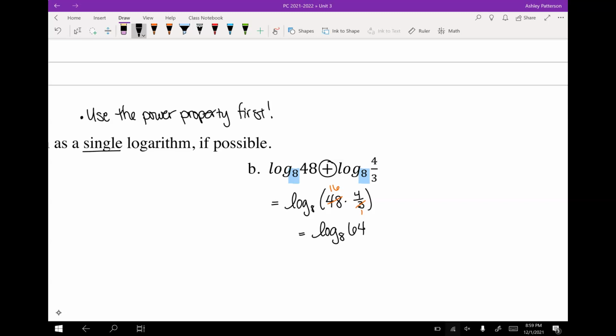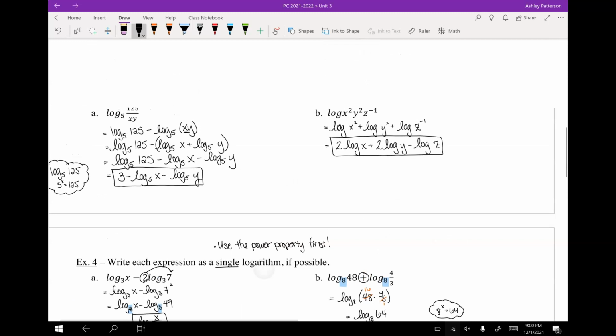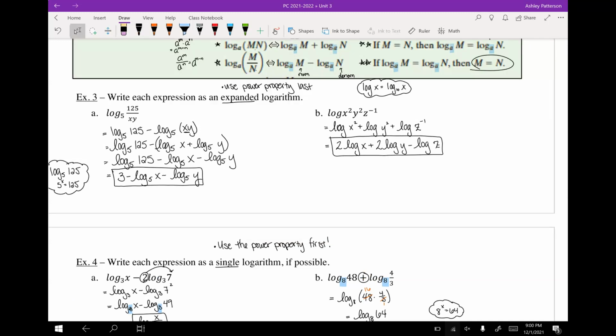Ooh, can we evaluate it? Can we raise 8 to some power and get 64? Sure can. This evaluates to 2. Yay! Excellent. So again, power property use first if you're writing as a single logarithm, last if you're expanding like we saw in example 3.